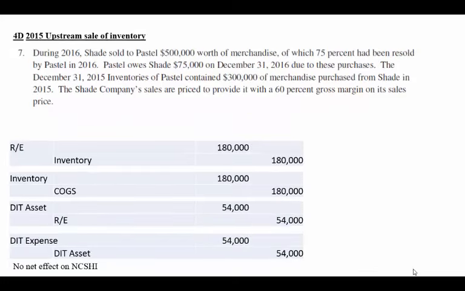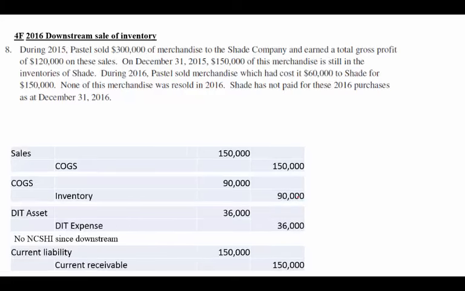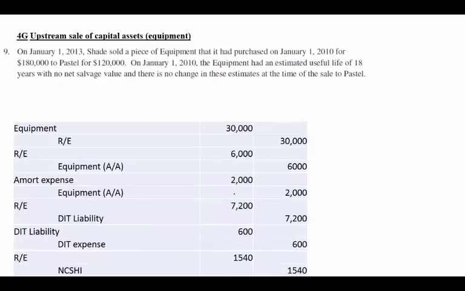In 4D, we can see $180,000 credit to COGS. In 4E, we have a $60,000 credit to COGS, representing that realization of the profit. In 4F, we have the $150 from the intercompany sale elimination and the $90 offsetting that from the elimination of the profit. And that's it.